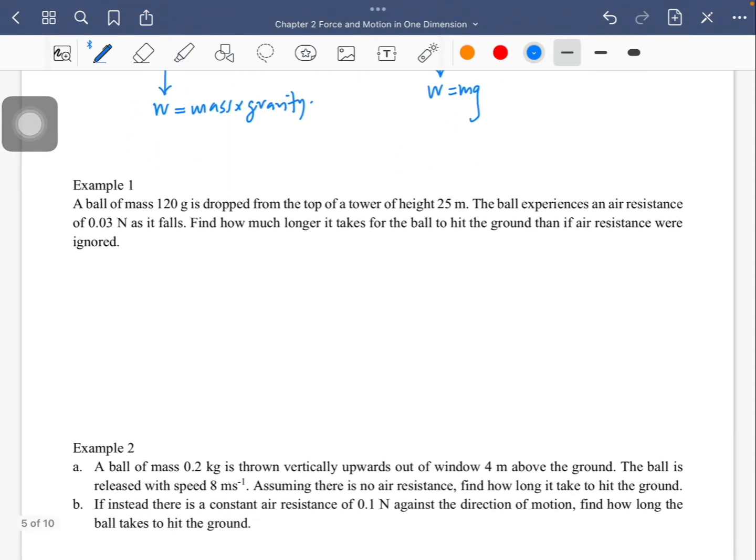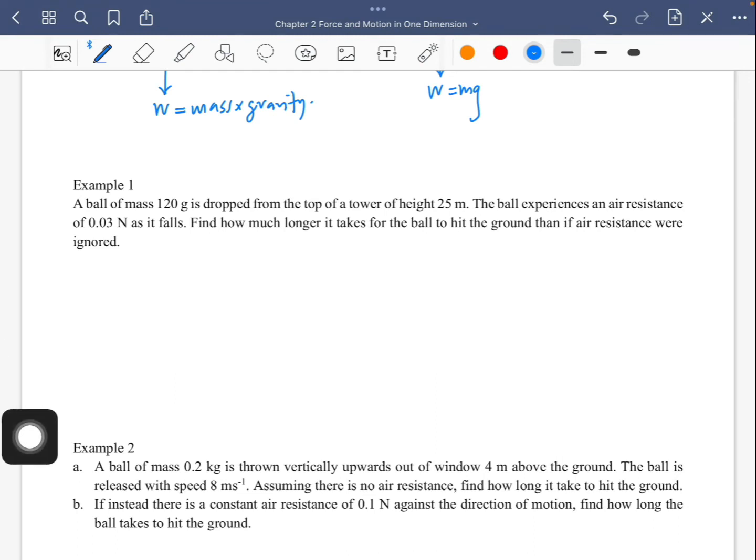Let's see example 1. A ball of mass 120 gram is dropped from the top of a tower of height 25 meter. The ball experiences an air resistance of 0.03 Newton as it falls. Find how much longer it takes for the ball to hit the ground than if air resistance were ignored. Here we want to compare between with air resistance and without air resistance.